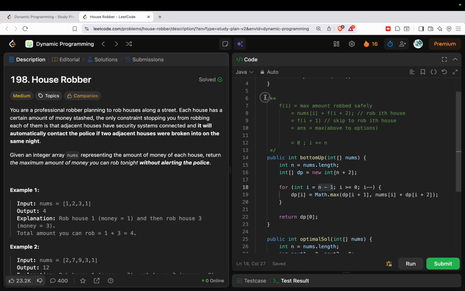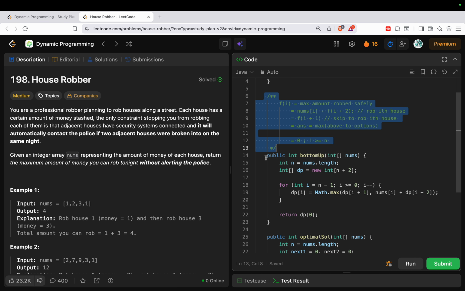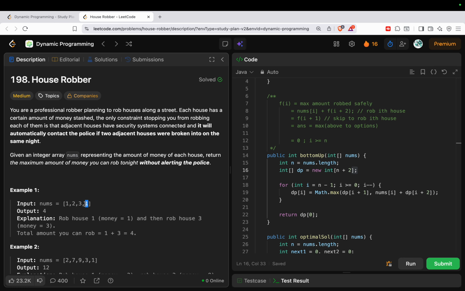Since I have written the recurrence relation, you can implement the top down approach, but I will be showing you the bottom up approach. If you keenly observe, our states are filling in the backward direction. Let's say I have a dp array of n plus 2. So first n minus 1 is getting filled as per this recurrence relation, and then n minus 2, n minus 3, and so on and so forth.